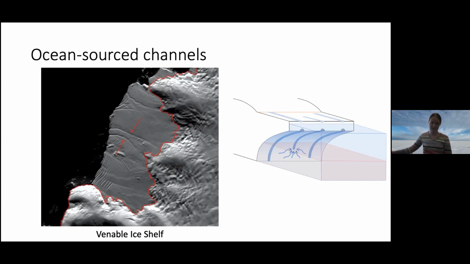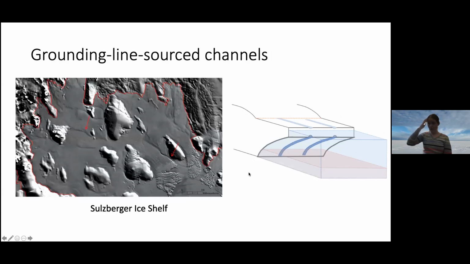So those tend to reach the ice edge, at least in many situations. We see that commonly. And then the last one, we gave it one more category, which is just something somewhere in between. These ones are harder to classify. We call these grounding line source channels.